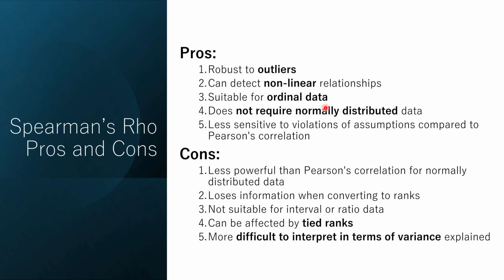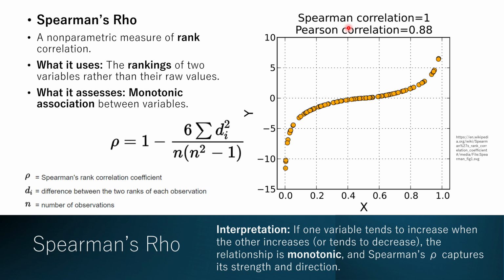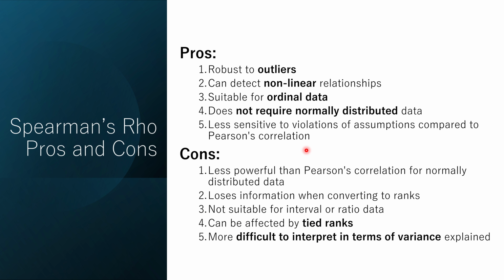For an ordinal dataset, we cannot use Pearson's correlation, but we can use Spearman's. It does not require a normally distributed dataset and has fewer strict distributional assumptions than Pearson. The con is that it is less powerful than Pearson when the data are truly normal and linear.